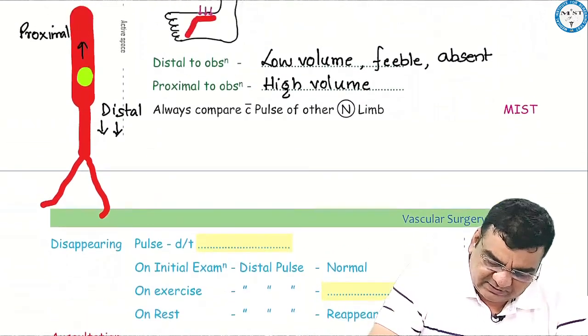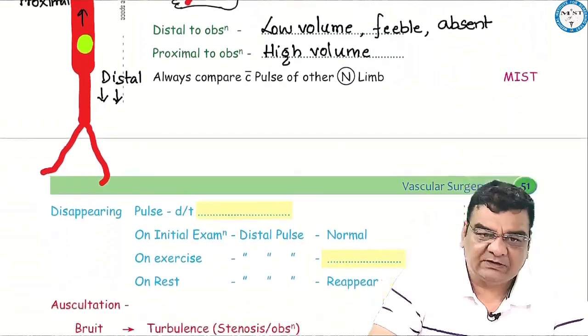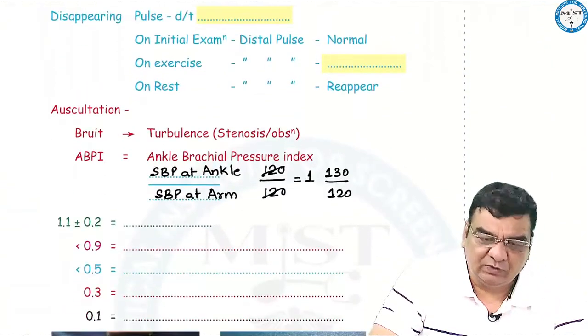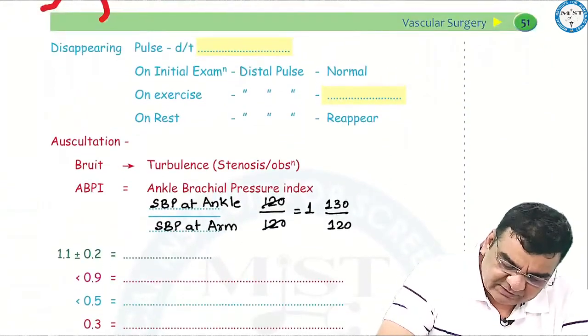Apart from this, there is a disappearing pulse. Disappearing pulse is due to collaterals. What is it due to? Due to collaterals.